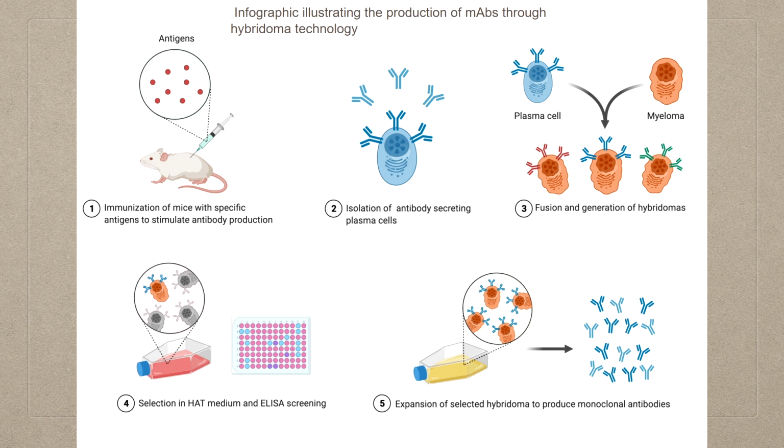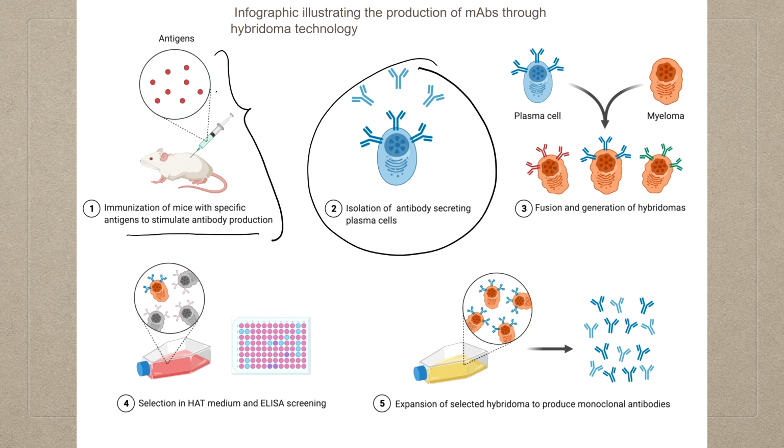Now, in terms of the infographic illustrating the process, here you have the antigen. To give you a better idea, for those people who have come from different backgrounds or never got a chance to really visualize the whole thing: immunization of mice with a specific antigen to stimulate antibody production, then isolation of antibody screening plasma cells. These plasma cells are then fused with the myeloma cells, with fusion and generation of hybridoma. Now, at this stage you have to screen which one has all the potential of what you are looking forward to. Then comes selection in HAT medium.